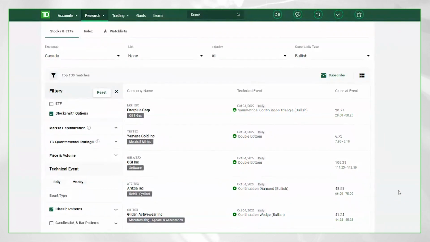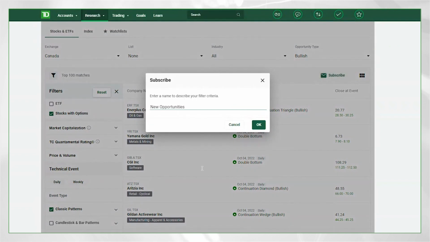Now, to watch this and get an email alert every day when something comes available or gets removed, just click on subscribe here on the top right. Simple as that. Subscribe means you're setting an alert, right? So click on that. I'm going to call it bullish TSX classic patterns. Call it whatever you want, but hit OK.